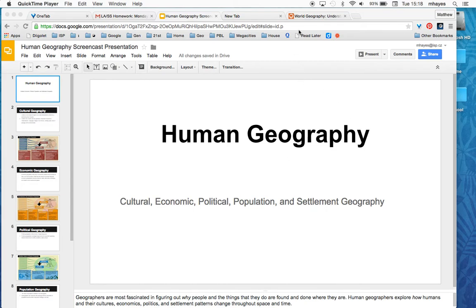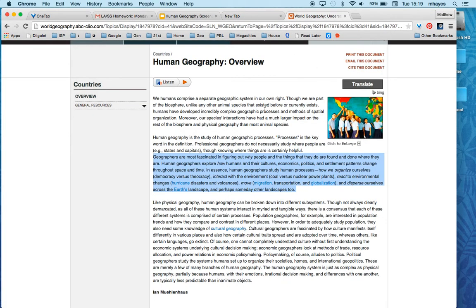Before we do that, I just want to pop out to ABC Clio and just talk a little bit about human geography as an overview. I've highlighted here a couple of the key things that geographers do. Human geographers are most fascinated in figuring out why people and the things that they do are found and done where they are.